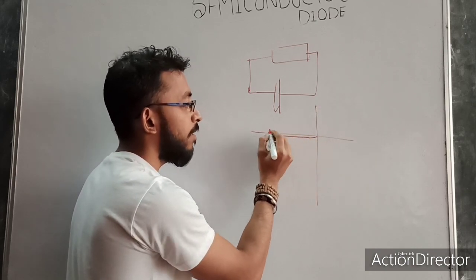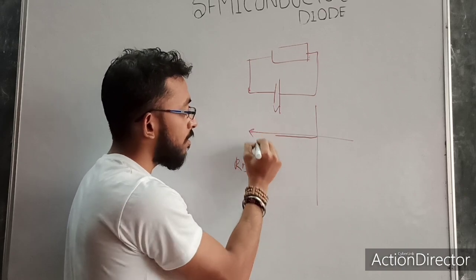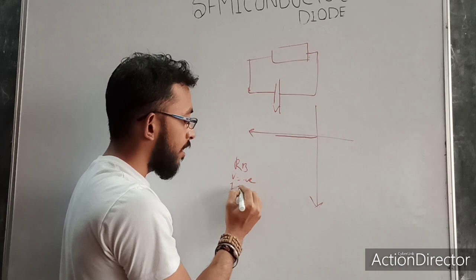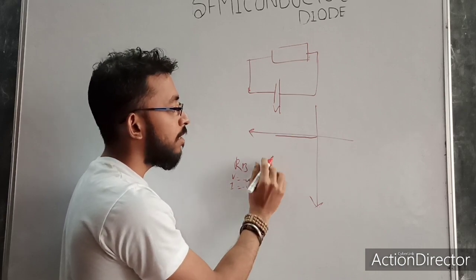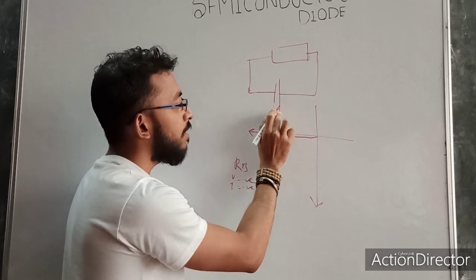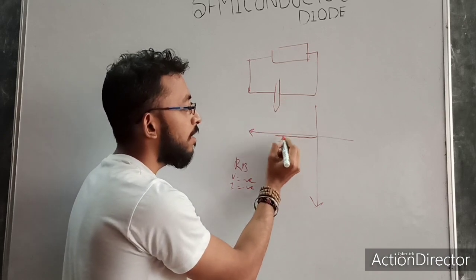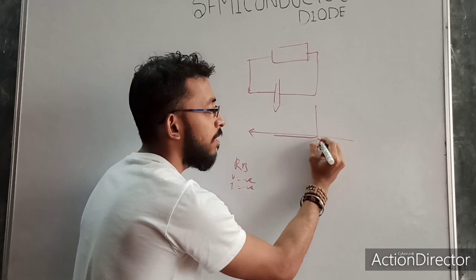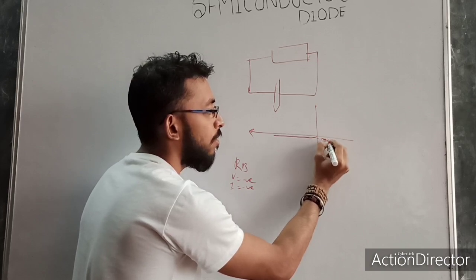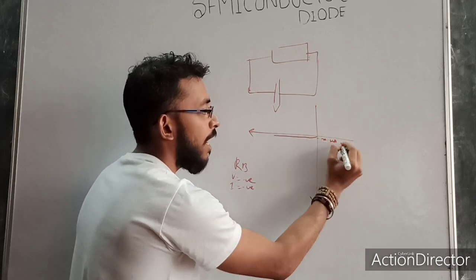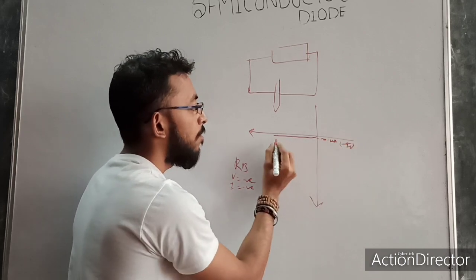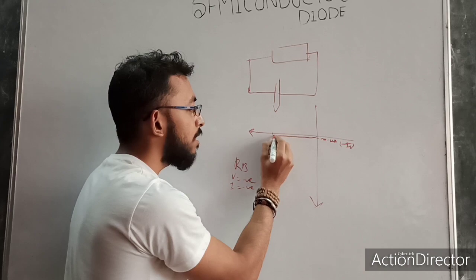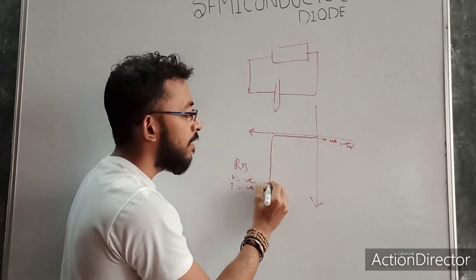Suppose this is for my reverse bias. In the third quadrant, my voltage is negative and my current is also negative. So when the voltage is negative, in the reverse bias case, up to some value the current remains very small, in the nanoampere or microampere range, equal to minus Is. But at a certain voltage there is a sudden rise of current.